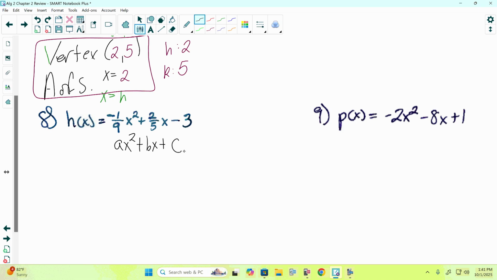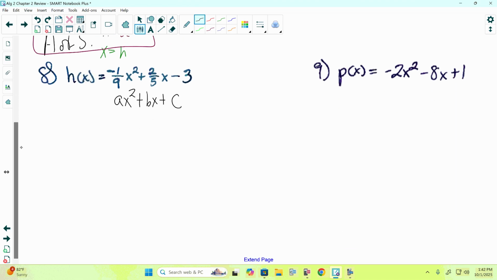8 and 9 are in standard form. Standard form is our ax squared plus bx plus c. For this one here, it's going to be helpful to know the values for a, b, and c, and we're going to plug them in. Now for number 8, a is what? a is -1/9, b is 2/5, and c is -3.